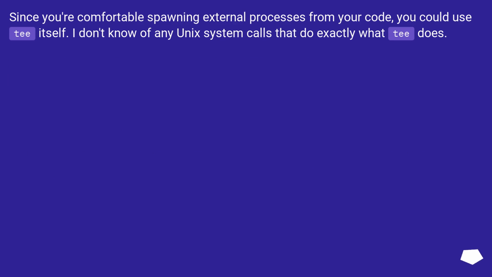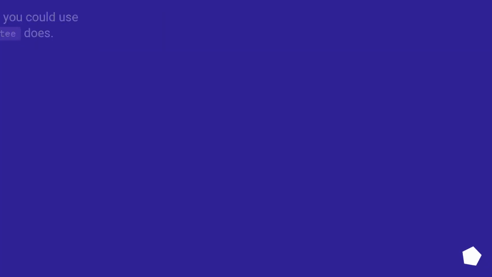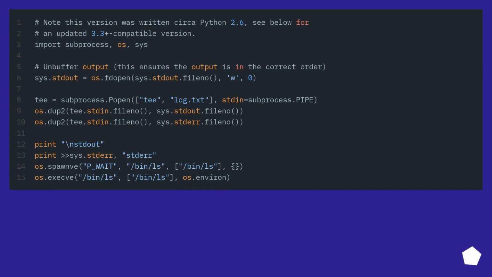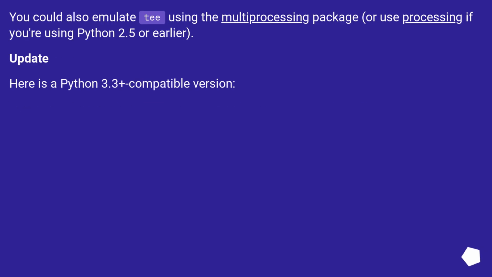Since you're comfortable spawning external processes from your code, you could use tee itself. I don't know of any Unix system calls that do exactly what tee does. You could also emulate tee using the multiprocessing package, or use processing if you're using Python 2.5 or earlier. Update. Here is a Python 3.3 plus compatible version.